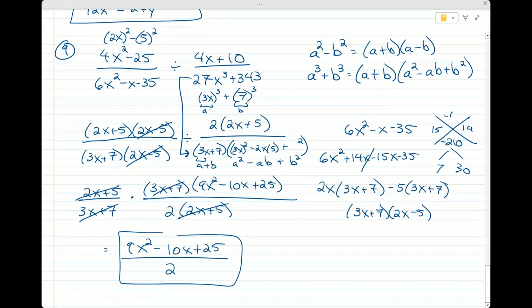Oh, yeah, sorry, I made a mistake. That 5 is supposed to be 7 squared. All right, so let's just go ahead and fix this. Thank you, Alyssa. All right, 7 squared is 49. So 9x squared minus 14x plus 49. All right, and that would be our answer.